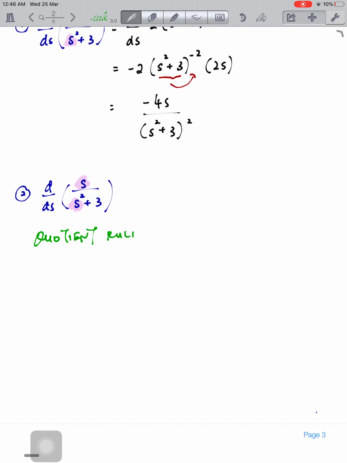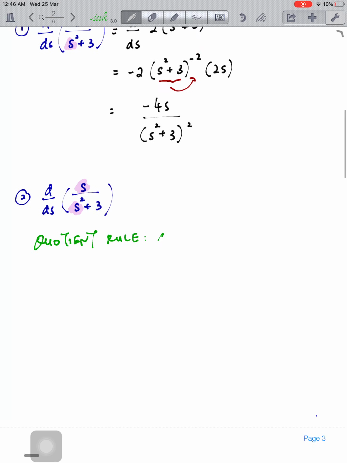Right. So the quotient rule states that if I have a function in terms of d over ds of u over v, if you wanted to use this, you have to memorize the formula, and the formula is not given. So the outcome is going to be u prime v minus v prime u over v squared.